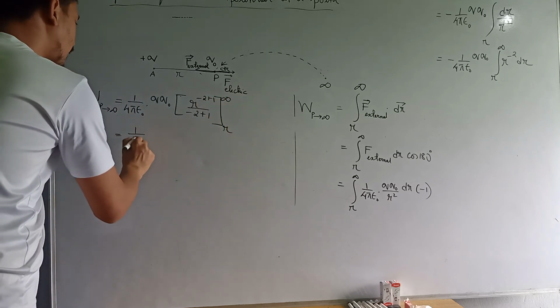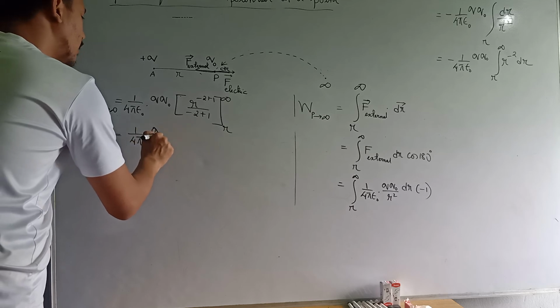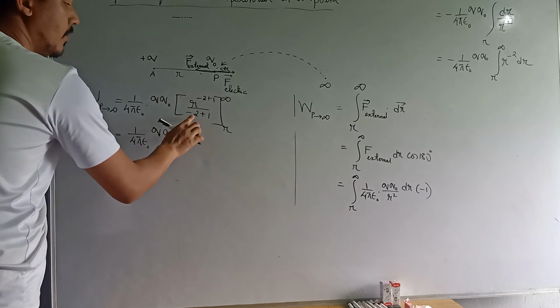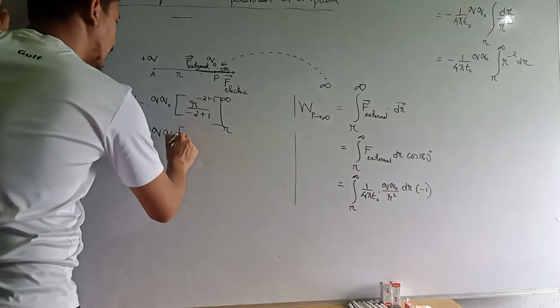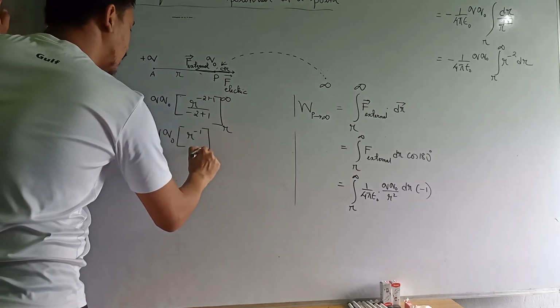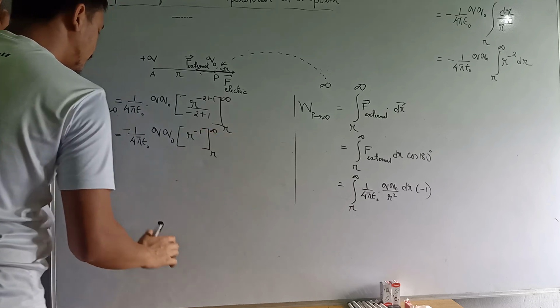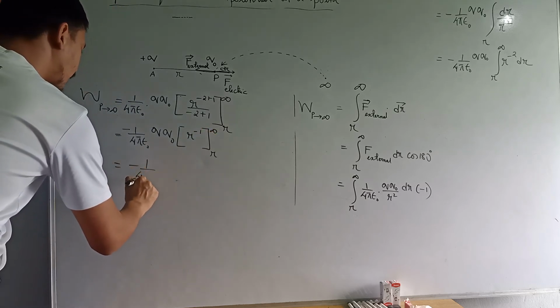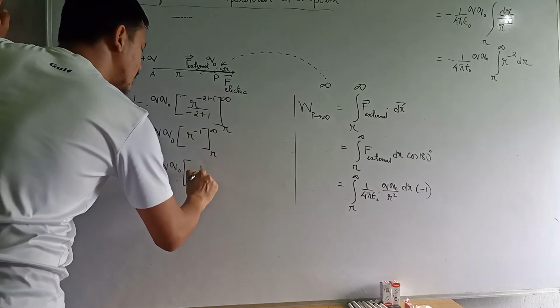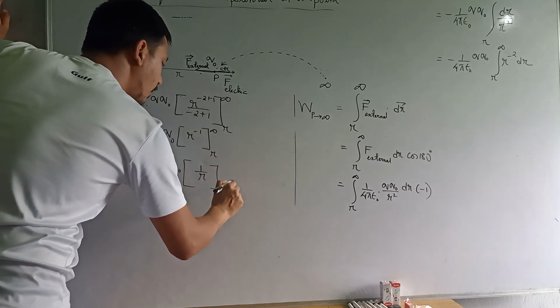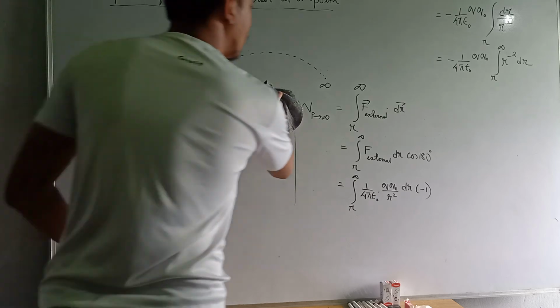So this is 1 by 4 pi epsilon naught into q naught. Minus 2 plus 1 is negative, I can take it here. And then r to the power minus 1 from r to infinity. Minus 1 by 4 pi epsilon naught into q naught, r to the power minus 1 means 1 by r, from r to infinity, right?